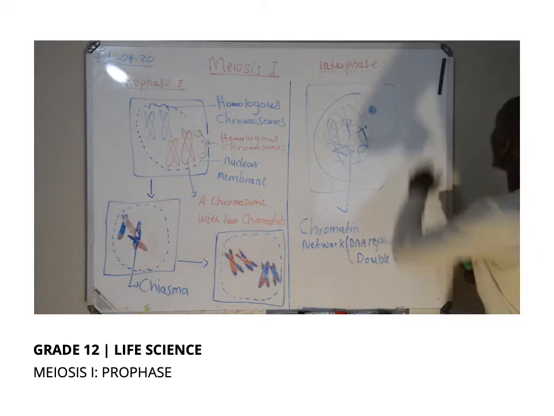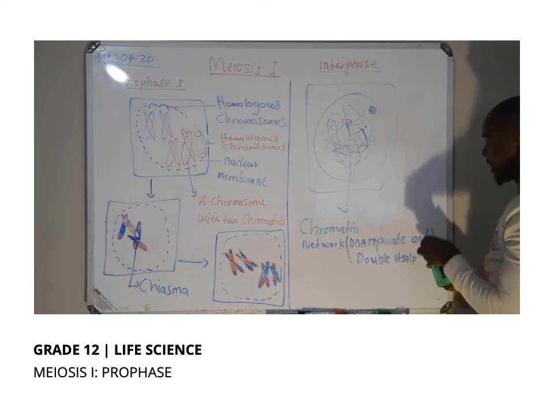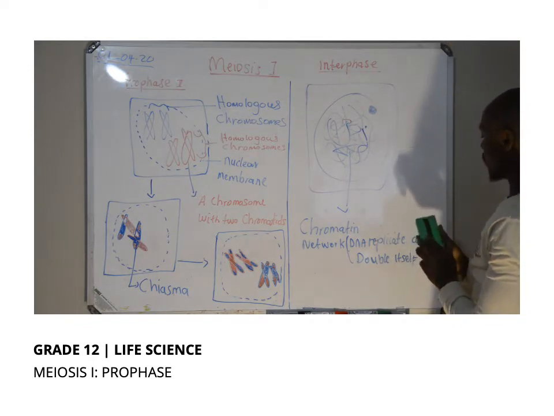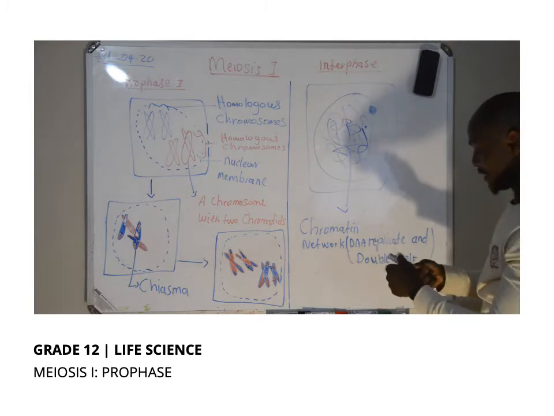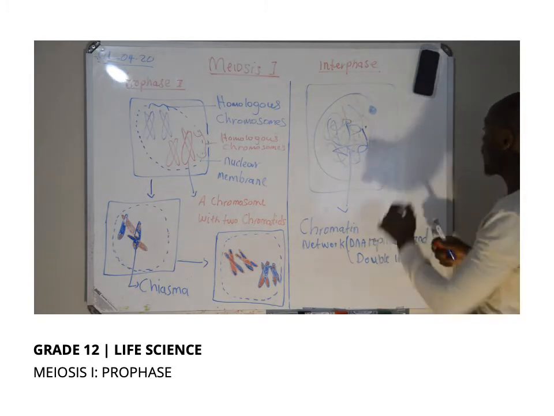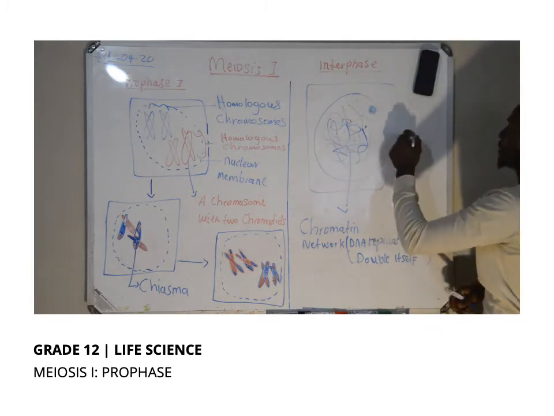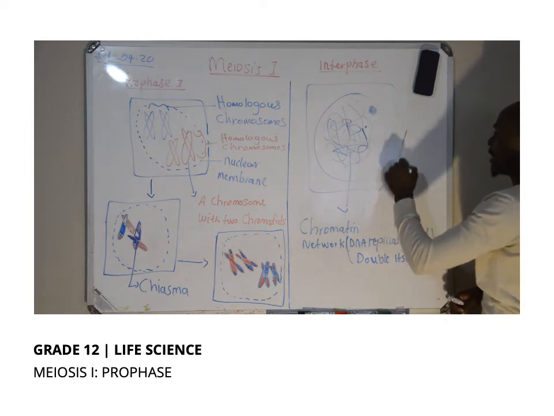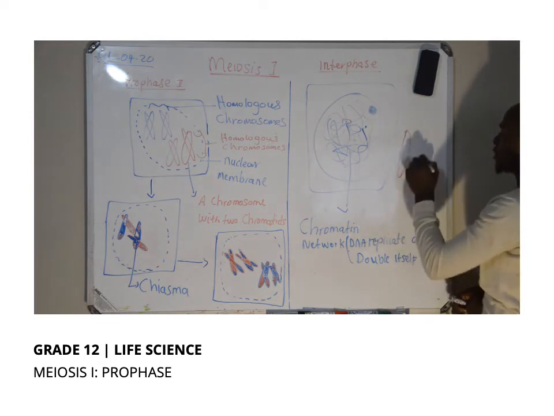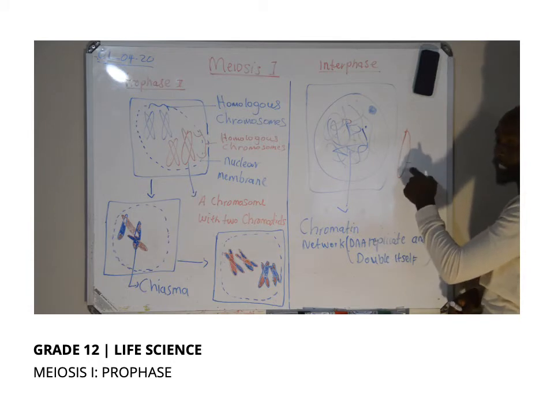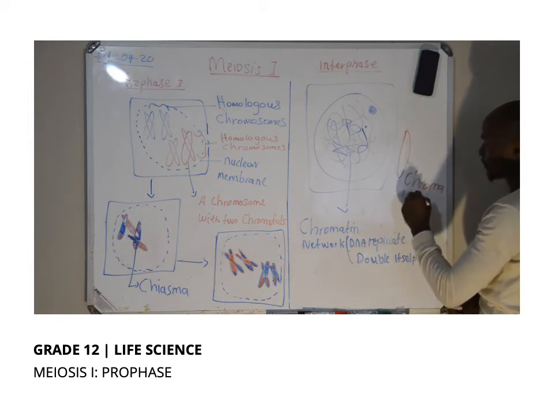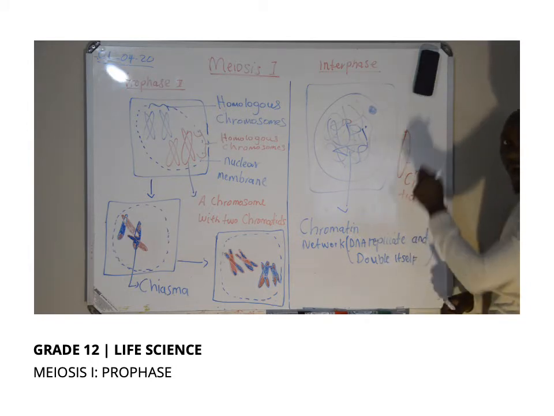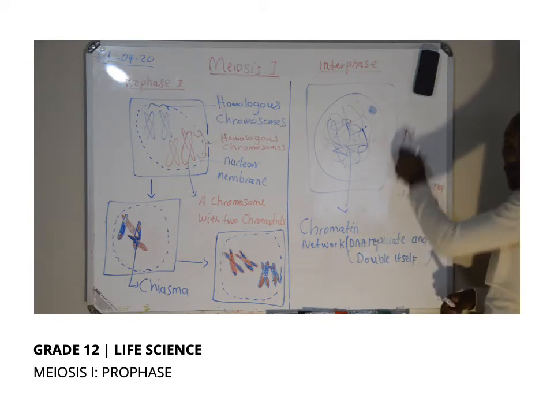Now, what I want us to focus on today is that we are going to deal with chromosomes and chromatids in this phase. Before I even get to prophase 1, I want to first explain this. This we call a chromatid. This is a chromatid. When it's just one strand, it's called a chromatid.